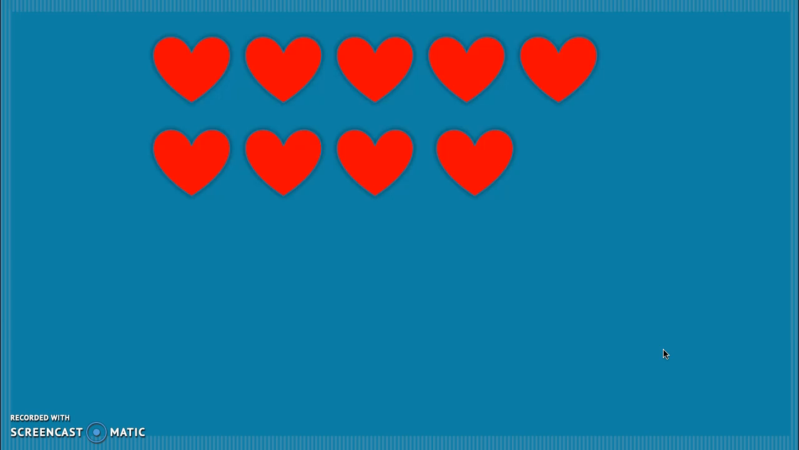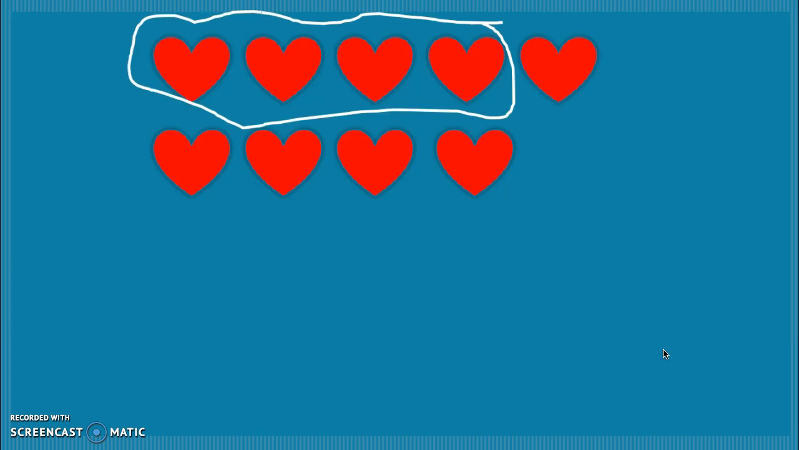So I'm going to say, that is going to be a part. So how many's in my first part, friend? Good job. Yeah, I circled 4 hearts. So one of my parts is going to be 4. What's the other part? Great. All I have to do is count the rest. 1, 2, 3, 4, 5. All right, so look, I had 9 and I just made up my own parts.